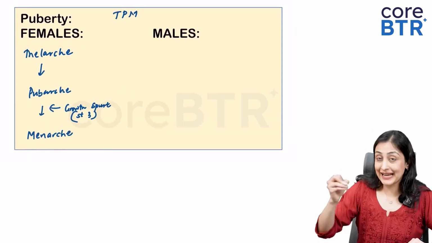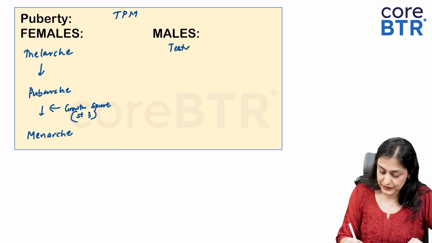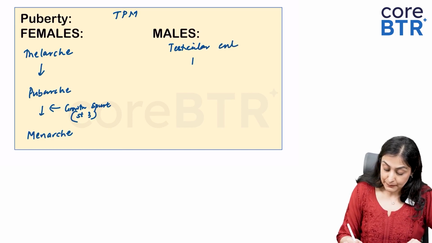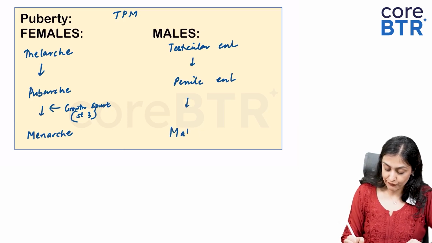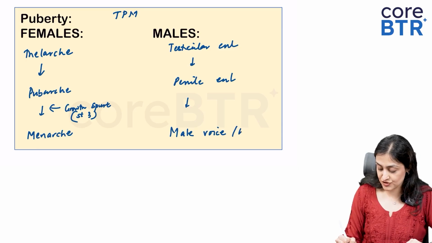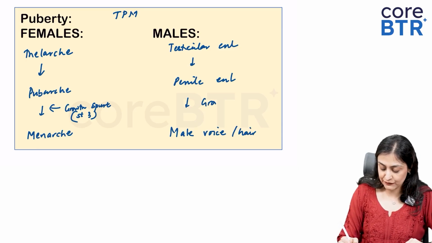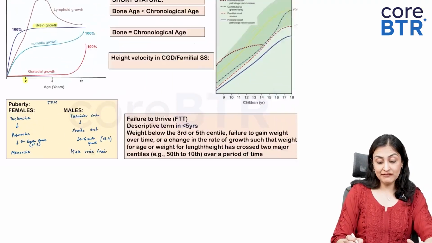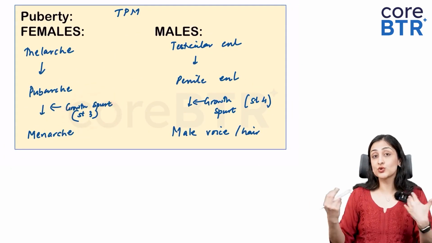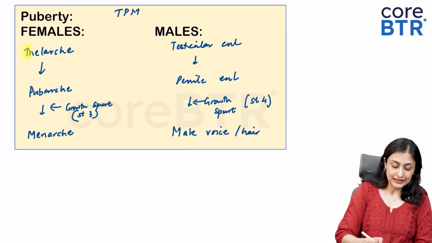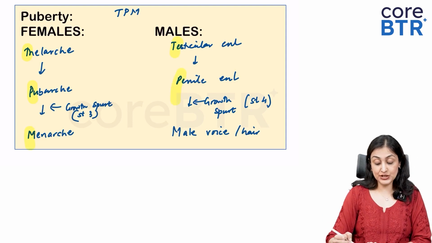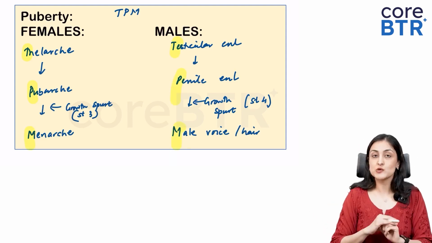Whereas in males, again TPM, first is testicular enlargement, then penile enlargement, and then you have male pattern of voice and hair coming as the last change. And again before that we will have the growth spurt, the increase in height of males, and that corresponds to stage 4. Means puberty wise girls ki height pehle badhegi, girls will grow taller before boys. All right, so that is what is TPM. So thelarchy, pubarchy, menarche, testicular, penile, male voice hair. All right, so this is the order.